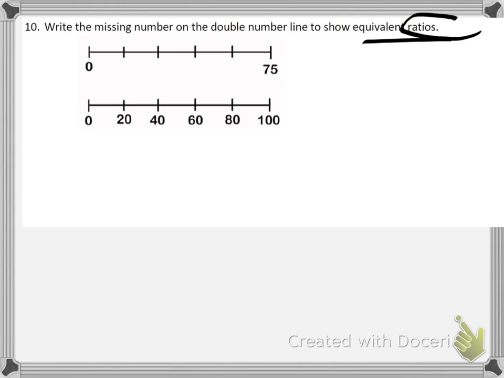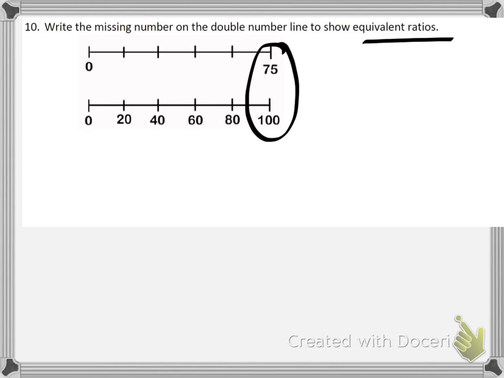Ratios are like rational numbers, which means fractions. So we can always make these into fractions and figure them out. For this right here, we're missing all of these. Of course, these are zeros, so those don't even apply.